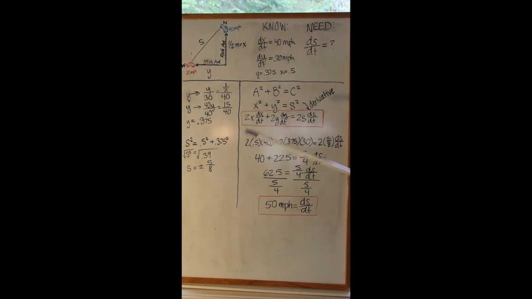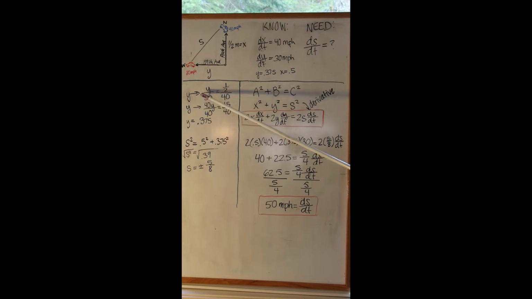So what we were left with, we needed to know y, the distance the car traveling west had traveled at this point, and s, the distance between them, and the rate that s was increasing. So basically, first we wanted to find y, this distance.